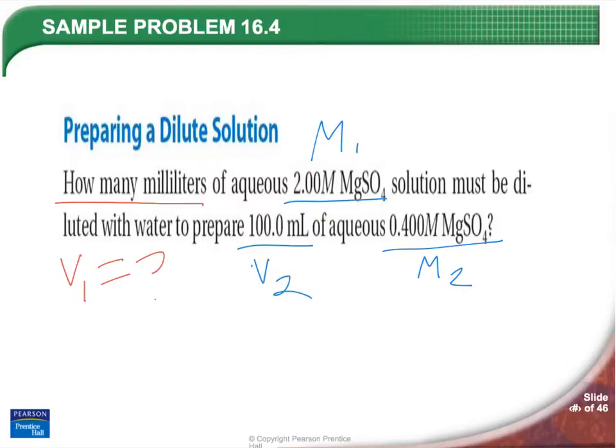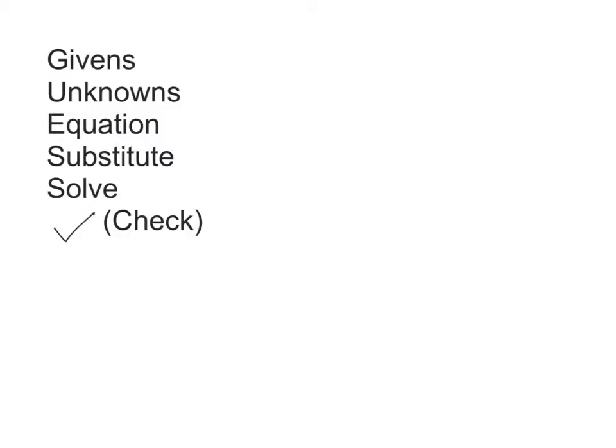Now, before I go a whole lot farther with this and how we read this, let me remind you of your dear best friend from the very beginning of the year, which is GUESS check. So here we are with our dear old friend GUESS check. G is for givens. U is for unknowns, that's what we're looking for. The equation is how we relate all of those things, and then once you have all of those pieces, you substitute, you solve, and you check your answer.